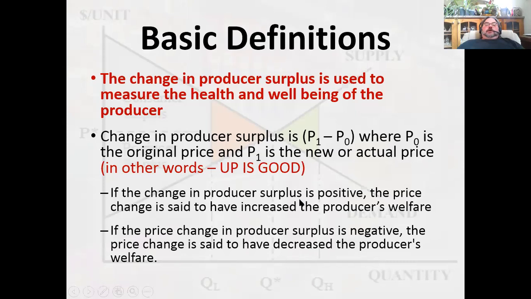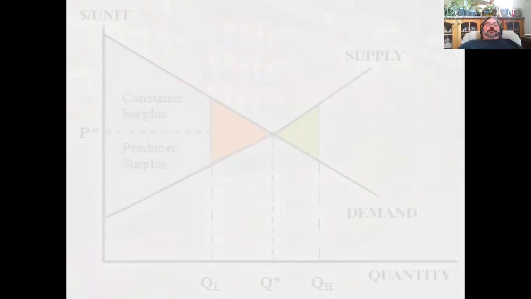So if the change is positive, which means the new price is higher than the old price, then the producer surplus is a positive number, and the price change is said to have increased the producer's welfare. Likewise, if the old price is $5 and the new price is $3, meaning in order to sell the product, I had to lower the price, that's a negative change in producer surplus, and that change is said to have decreased the producer's welfare. So prices go up, it increases the producer's welfare, it decreases the consumer's welfare. Prices go down, increases the consumer's welfare, decreases the producer's welfare. And the percentages in those changes are one of the entering arguments that economists use to measure the health of the economy. So with that, we are done with part 1 of equilibrium pricing.